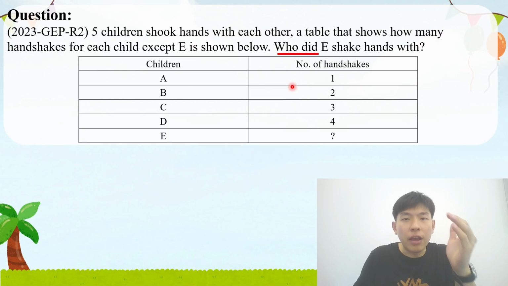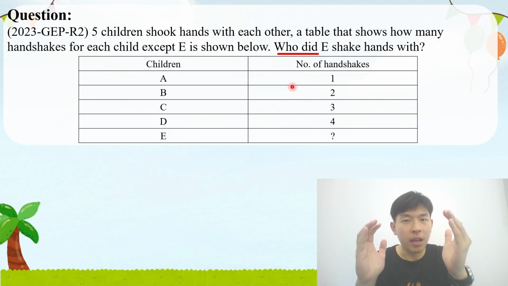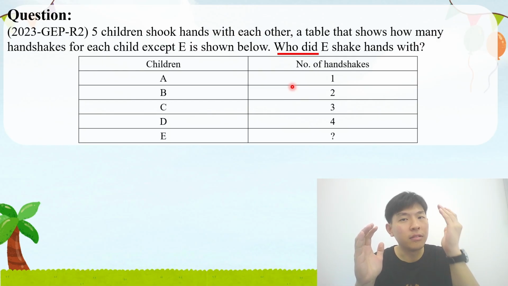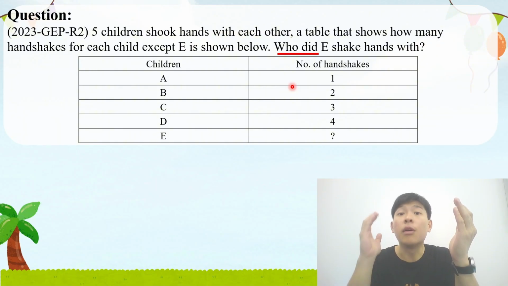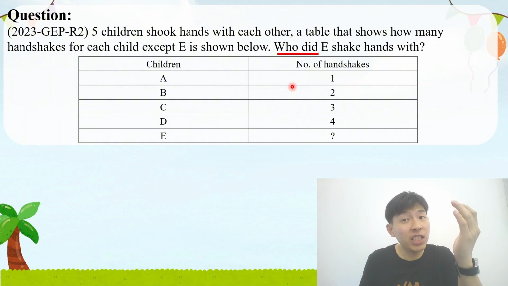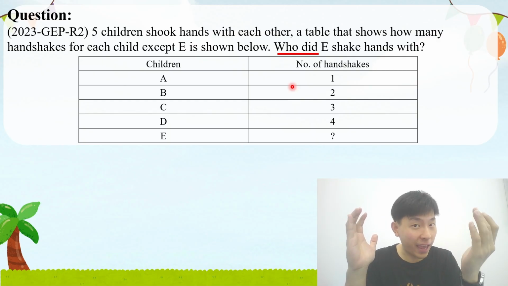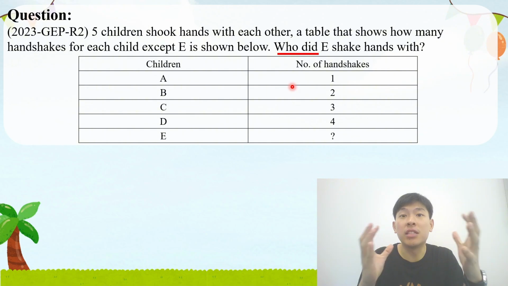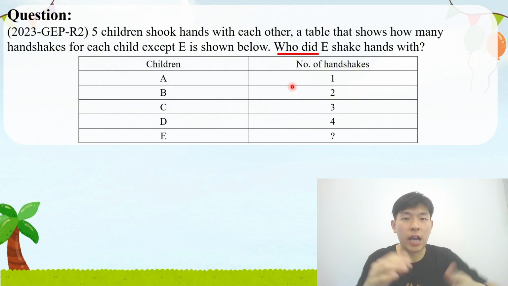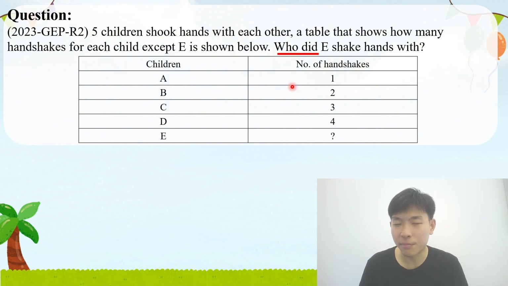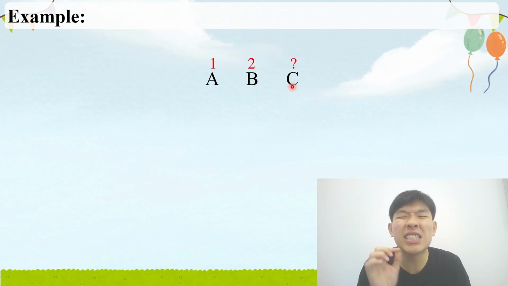So let's try to understand handshakes here. If A shakes hands with B, that means A shakes hands how many times? 1 time. And B shakes hands how many times? 1 time. So when A shakes hands with B, B also shakes hands with A. This means that it is corresponding, it's mutual. I shake hands with you, you also shake hands with me. But here we have 5 children. It's not so easy for us to solve. Never mind, let's look at a smaller example.